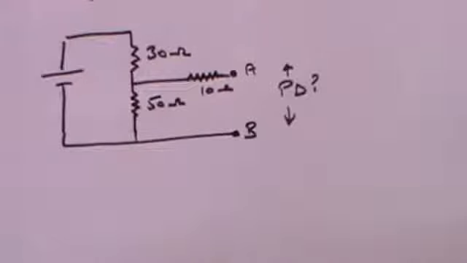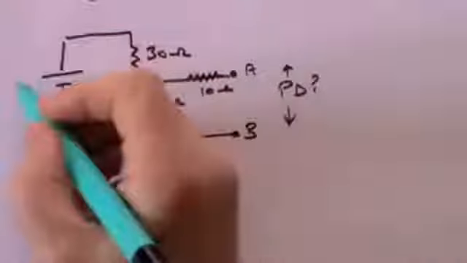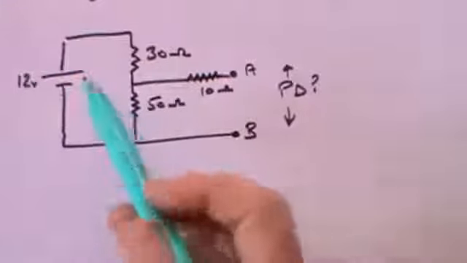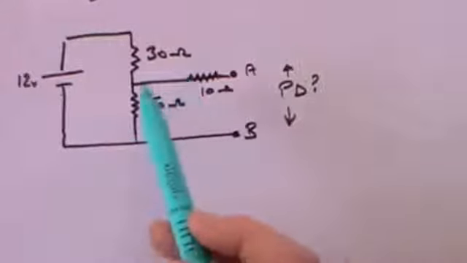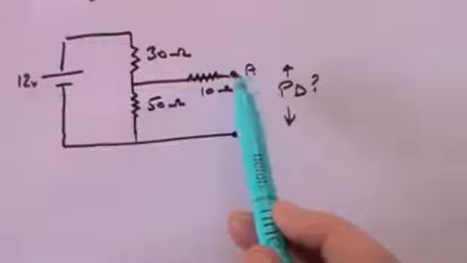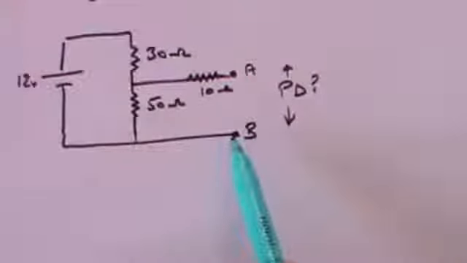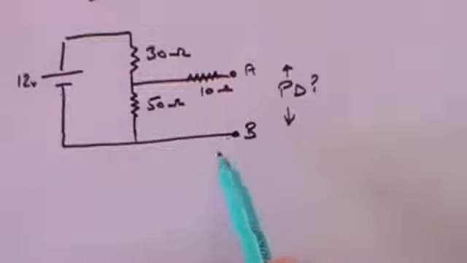First part, once again I've drawn the diagram. We have a 12 volt battery. It is going through a 30 ohm resistor, a 50 ohm resistor, a 10 ohm resistor, and these terminals are, as it were, open. They're not connected to anything yet. They will be, but for the first part of the question, they are not.